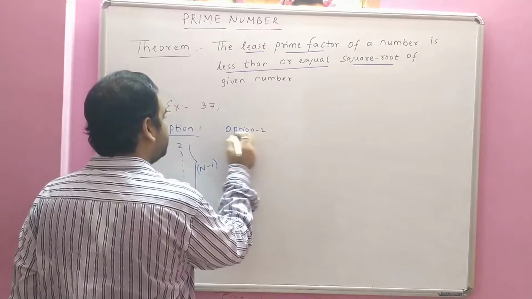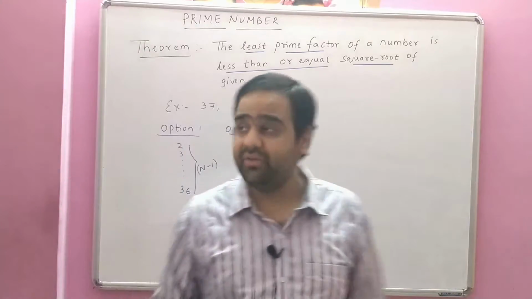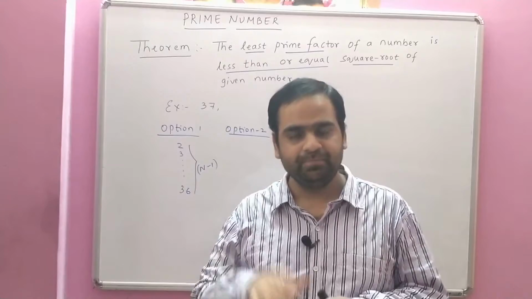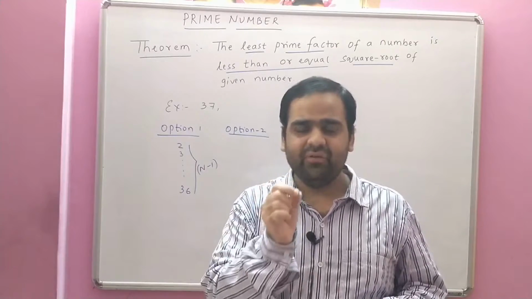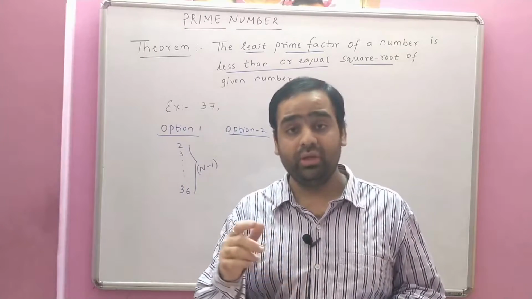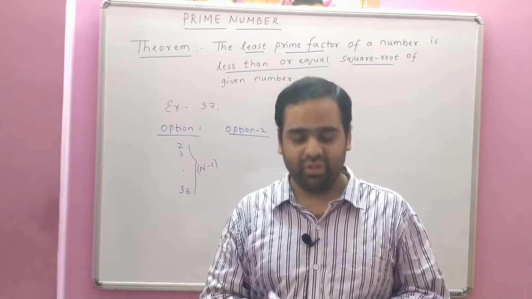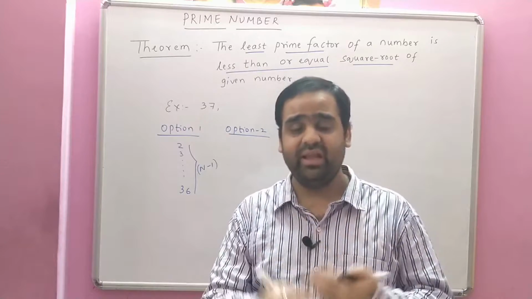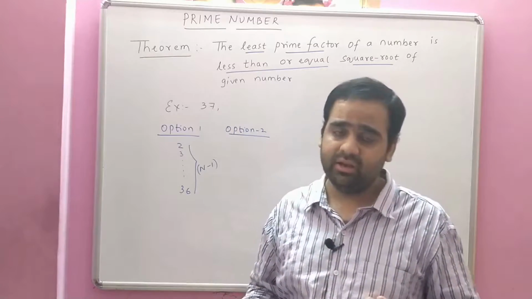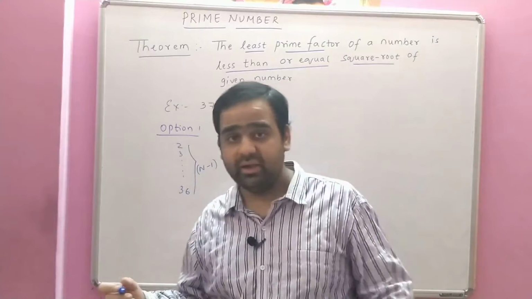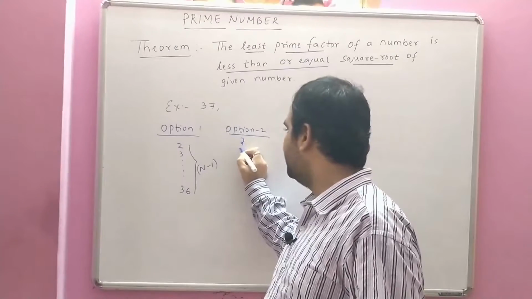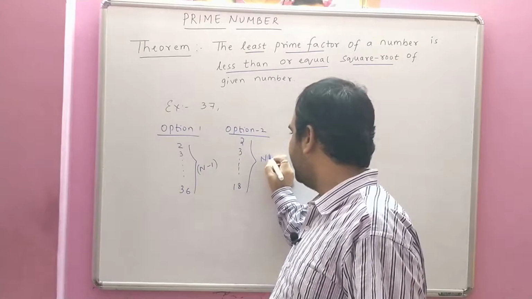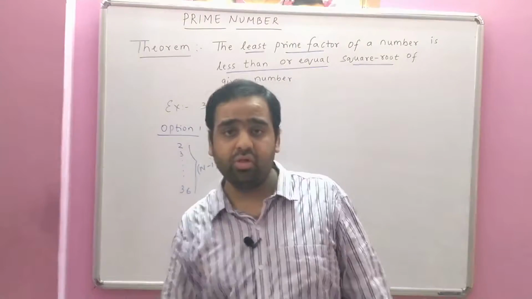Now, what is the option 2? We know that if I divide 37 by 2, integer by integer is integer, it is 18. Even if I take 19, 19 into 2 is 38. That means if I check till n by 2, that is still 18, and if I find any factor which is dividing 37, then I can be sure that this is not a prime number. Therefore, we say 2, 3, so on up to 18, and this takes n divided by 2 steps. Now, this is also large.